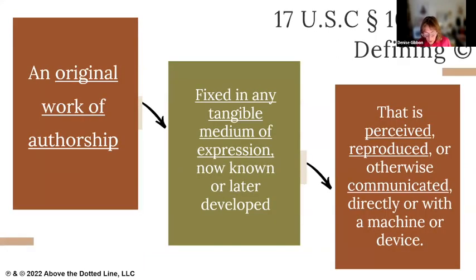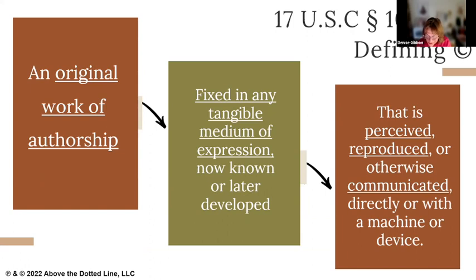Next. So what I've got here are those three parts of the copyright law that I was talking about before. If you didn't have a chance to jot something down, I'm trying to make it as easy as possible. It really breaks down into these three stages: an original work of authorship fixed in a tangible medium that is perceived, reproduced, or otherwise communicated.